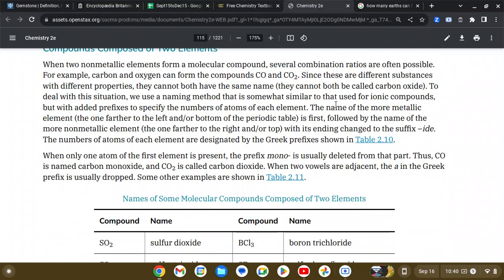The name of the more metallic element, the one further to the left or on the bottom of the periodic table, is first, followed by the name of the more nonmetallic element, the one further to the right and or top, with its ending changed to the suffix "ide." The numbers of atoms of each element are designated by the Greek prefixes shown in Table 2.10. When only one atom of the first element is present, the prefix mono is usually deleted from that part. Thus, CO is named carbon monoxide and CO2 is called carbon dioxide. When two vowels are adjacent, the A in the Greek prefix is usually dropped. Some other examples are shown in Table 2.11.